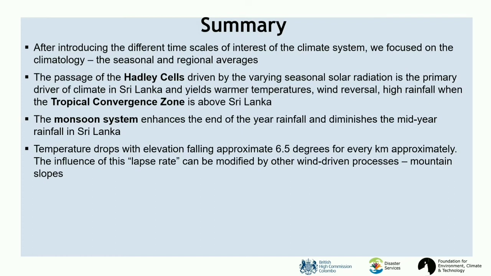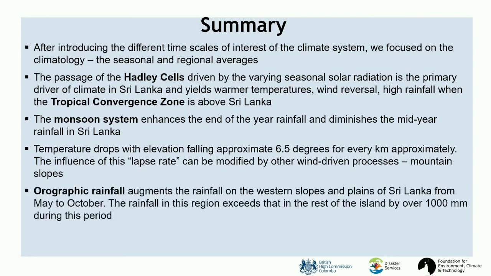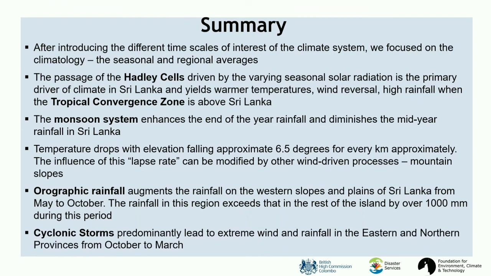Mountain-induced rainfall drives strong spatial modifications of climate. Temperature drops with elevation, falling approximately 6.5 degrees for every kilometer. Orographic rainfall augments the rainfall on the western slopes and plains of Sri Lanka from May to October and the eastern slopes from December to January. Cyclonic storms lead to extreme wind and rainfall in the eastern and northern provinces, and these are experienced from October to March.